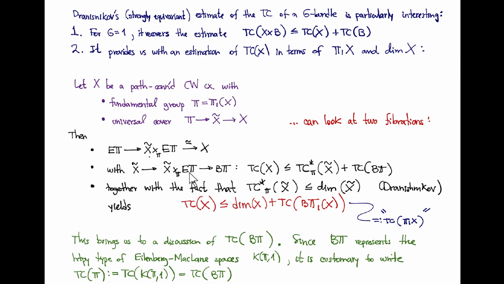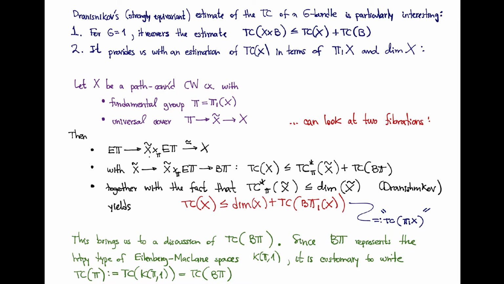On the other hand, I can project in the usual way to the classifying space of the group. Now the fiber would be the universal cover, and now I can apply Dranishnikov's result, namely the topological complexity of this guy, which is X up to homotopy, and this is a homotopy invariant, is bounded from above by the topological complexity of these two guys, the regular one here and the strongly equivariant there.